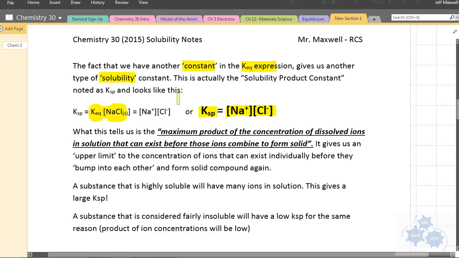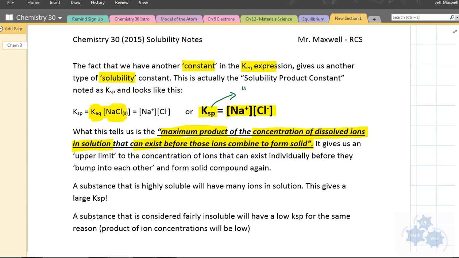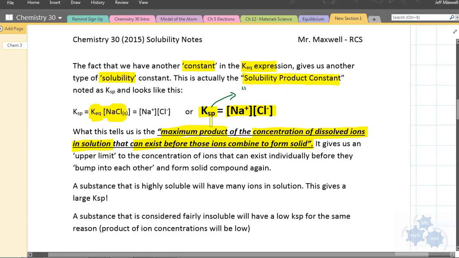What this tells us is the maximum product of the concentration of dissolved ions in solution that can exist before these ions recombine to form a solid. Okay, that is pretty important, so I'll say that again. What the Ksp tells us, the solubility product constant, and I should maybe just expand on that. It's right here: the solubility product constant, Ksp. All right? So what this tells us is the maximum product.